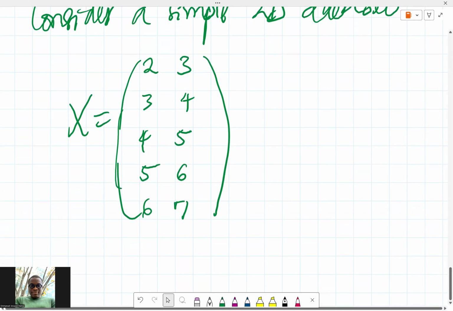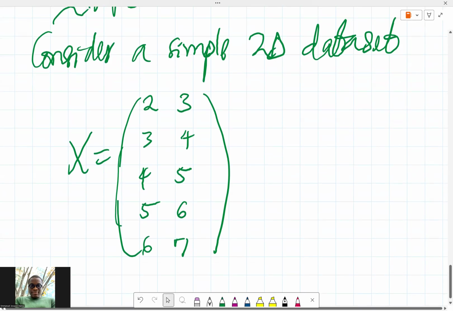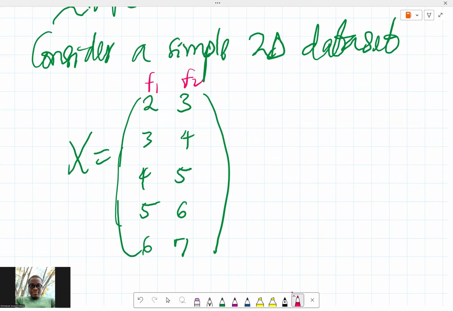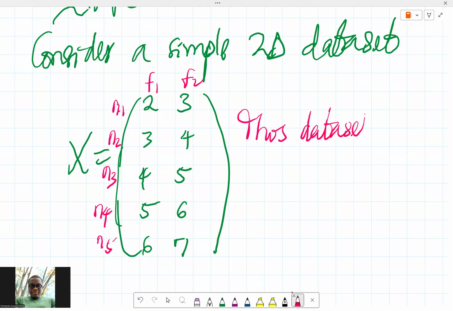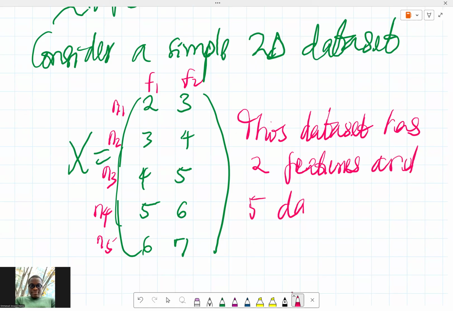Of course, as you can see, this data has just two features. So you have F1, F2, those are the two features. And how many data points? We have N1, N2, N3, N4, and N5. Maybe the first feature is something like age, the second one is weight, whatever. You can do that for any kind of data. So this data set has two features and five data points. That's important to note: two features and five data points.